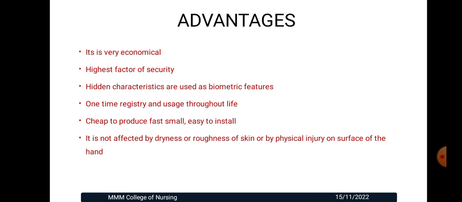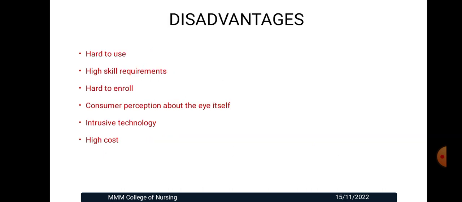Coming to the advantages of vein detector, it is very economical, highest factor of security, hidden characteristic or used as biometric features, one time registry and usage throughout life, cheap to produce, fast, small, easy to install. It is not affected by dryness or roughness of skin or by physical injury on surface of the hand.